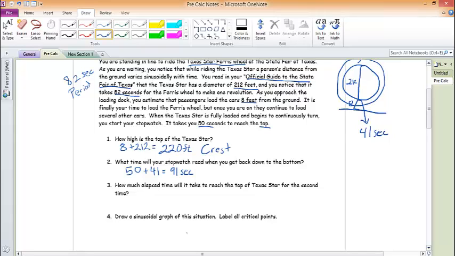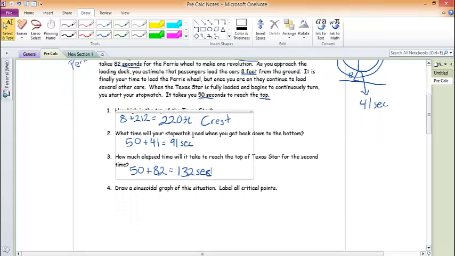How much elapsed time will it take to reach the top of the Texas Star for the second time? Pardon my reading abilities. That means that I was at 50 seconds for the first time, and I made one complete revolution. So it was my second time at the top, and one complete revolution, or one period, was 82 seconds. So I add these two numbers together, and I get 132 seconds. Now these first 3 questions, pretty good. So why don't we go on to number 4?